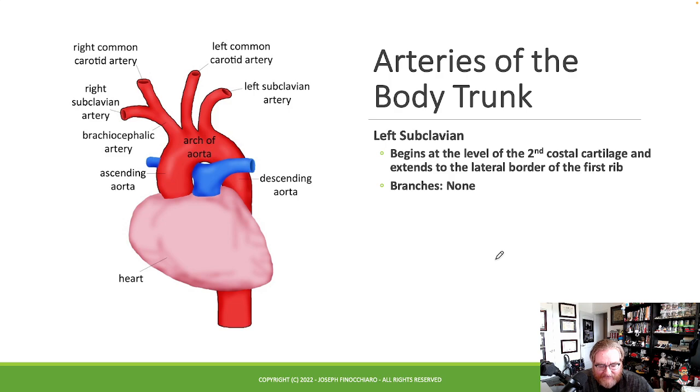The left subclavian begins at the level of the second costal cartilage. Notice it is the same level as your left common carotid, and extends to the lateral border of the first rib, where once again it becomes the axillary artery.